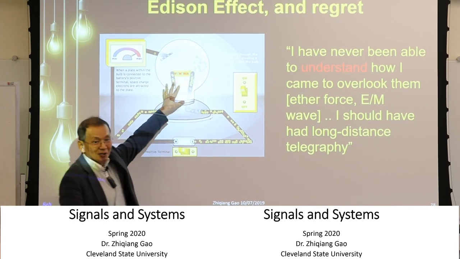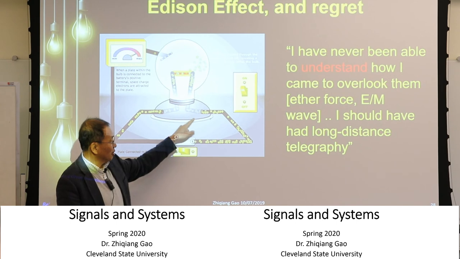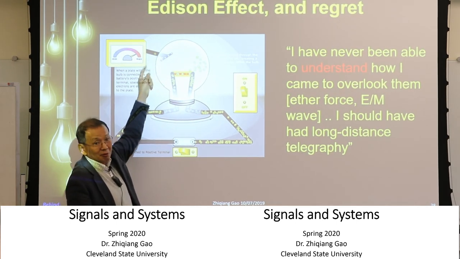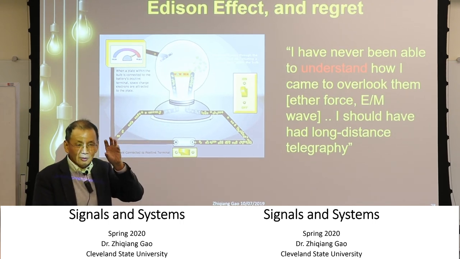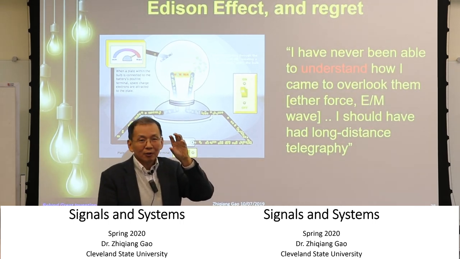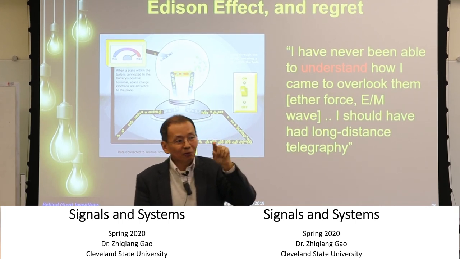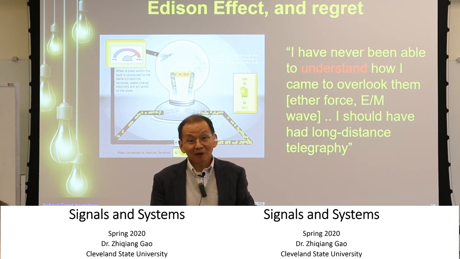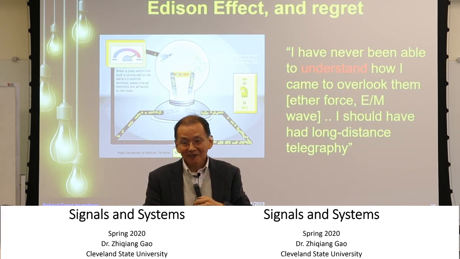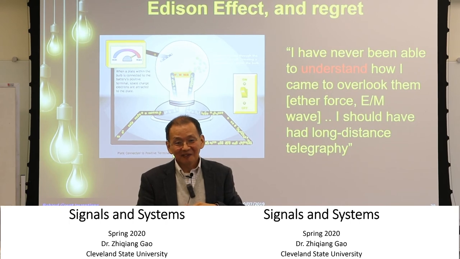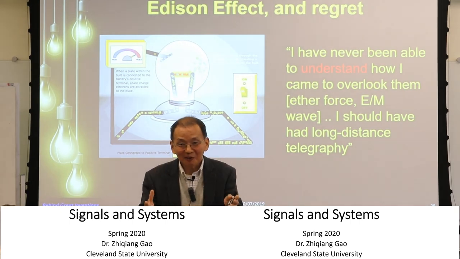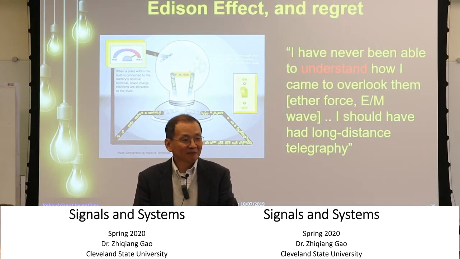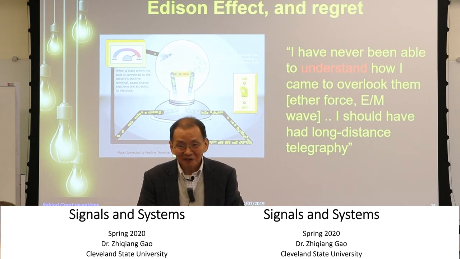So get rid of the filament, generate a sinusoid, and put your microphone here. That tiny change in the third terminal will induce huge changes in the sinusoid. That's how they send the voice over distance. Edison discovered it. He missed it. He didn't see the implication. So he was no Oersted.